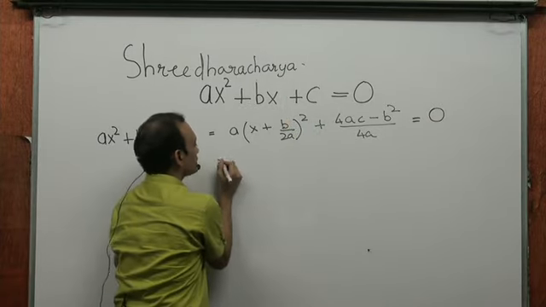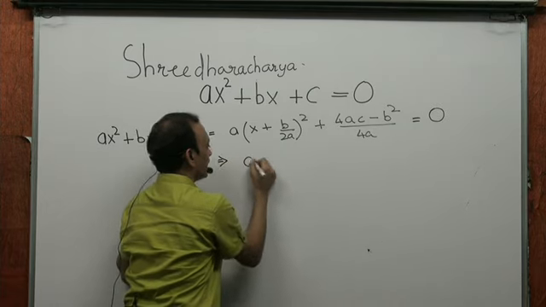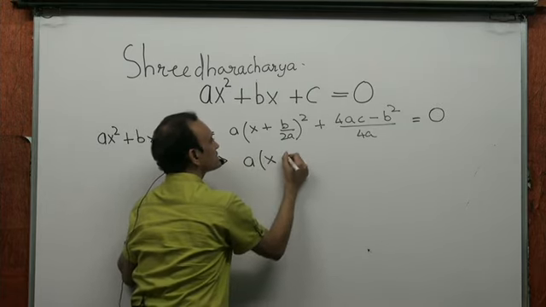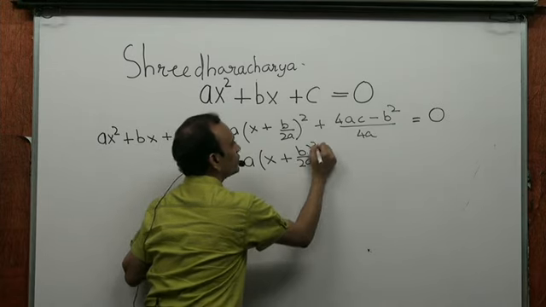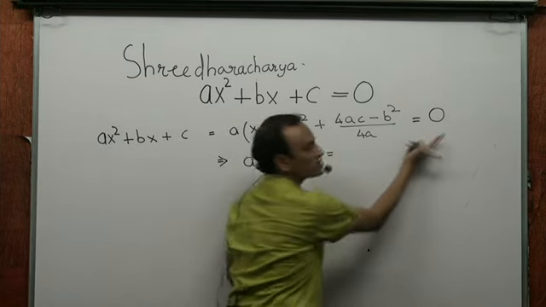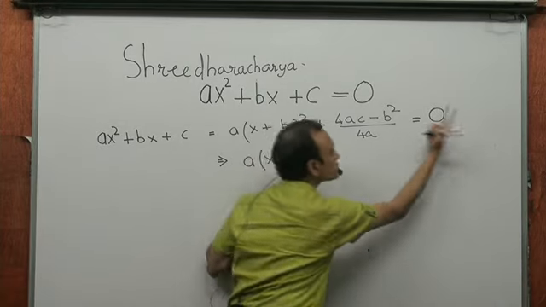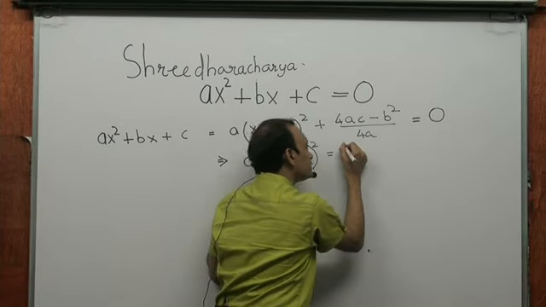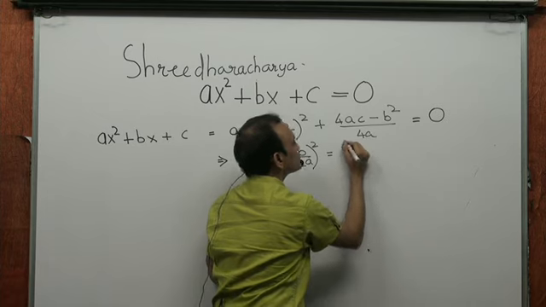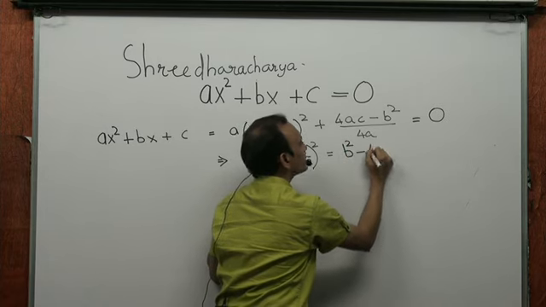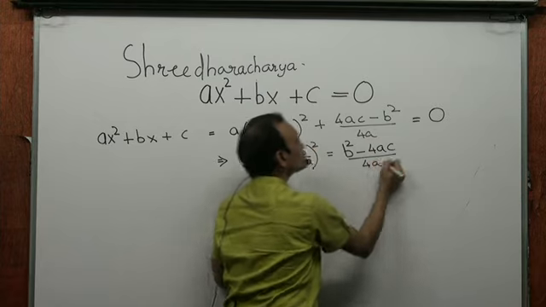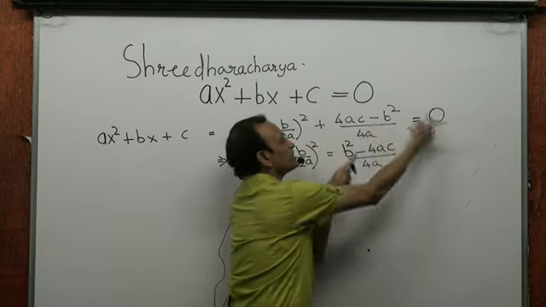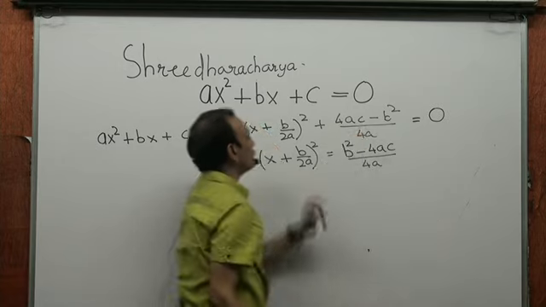Which I can further write as a into x plus b by 2a whole square equal to, now when I transpose this on the right hand side, please understand that this would become b squared minus 4ac by 4a. This is what happens, right? The sign of this will change. B squared minus 4ac by 4a.